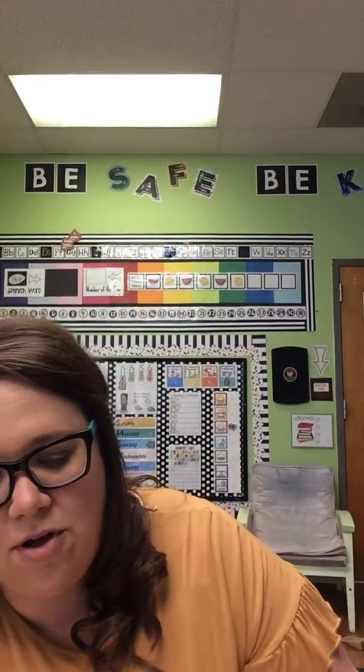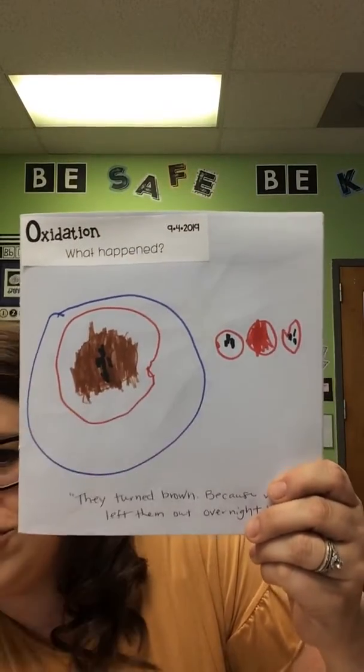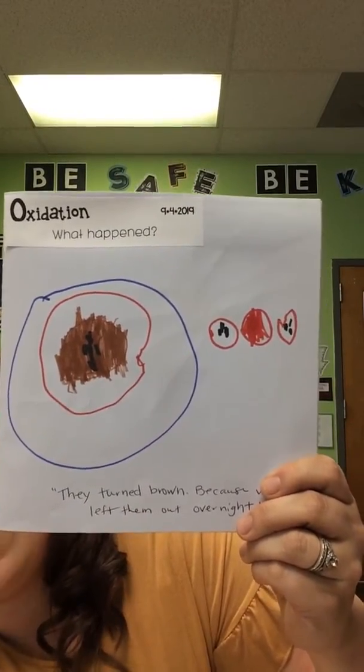Here is a sample journal. Remember, we put them in the blue bowls. And then some of them turned brown and some of them didn't.